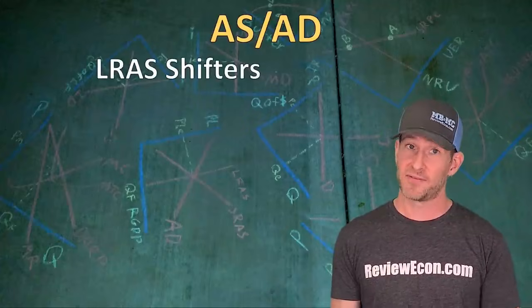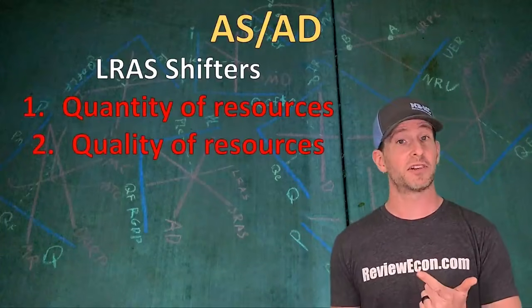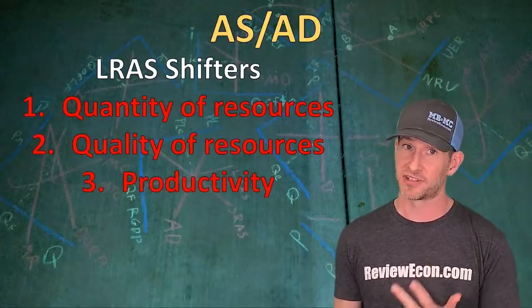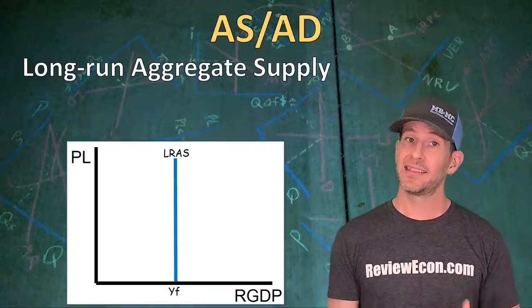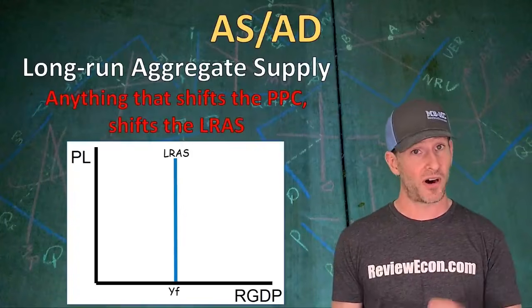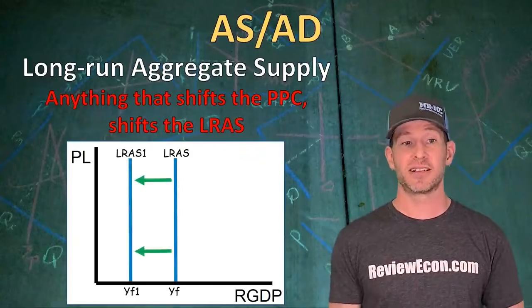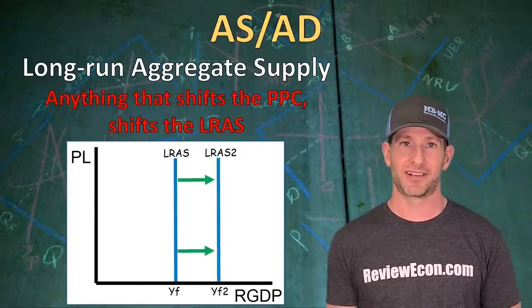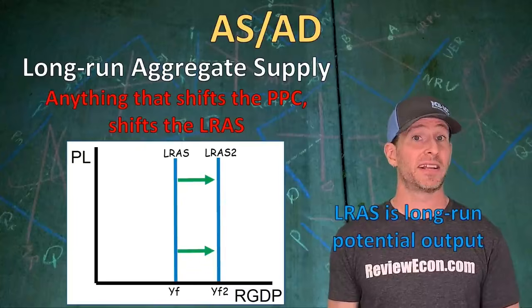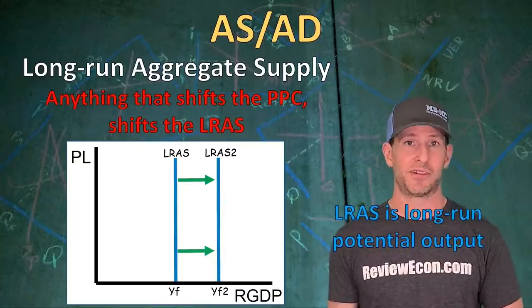What will shift it? We have the quantity of resources, quality of resources, productivity of those resources, and technology. Anything that shifts the production possibilities curve will also shift the long-run aggregate supply curve. A leftward shift is a decrease, and a rightward shift is an increase. So that long-run aggregate supply curve is the long-run potential output for an economy.